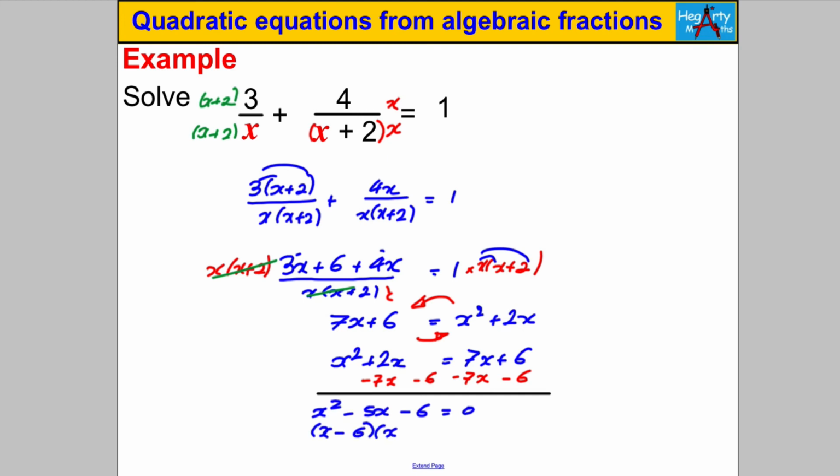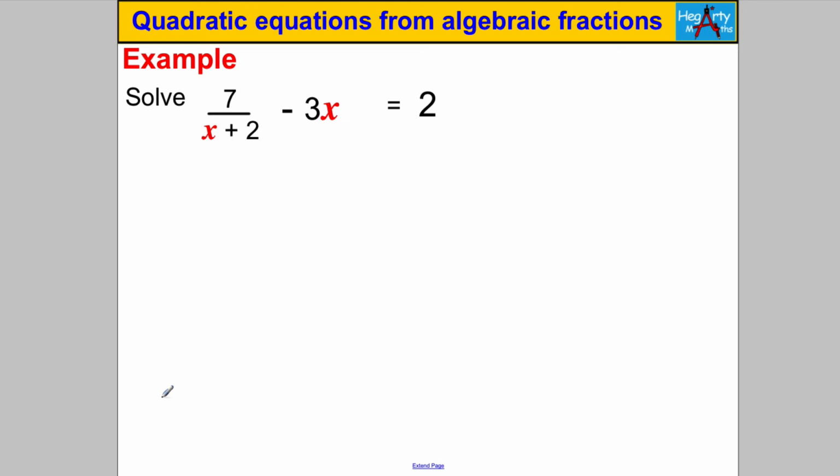x subtract 6, x add 1 is 0, and therefore x subtract 6 is 0, or x add 1 is 0. So in this case, add 6 to both sides, I'd get the answer x is 6. Subtract 1 off both sides, I'd get x is negative 1. They're my two answers. I'm done. Next one. Pause, have a go.